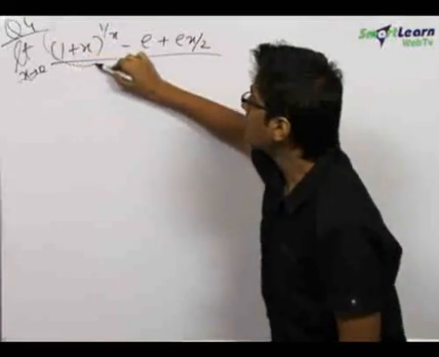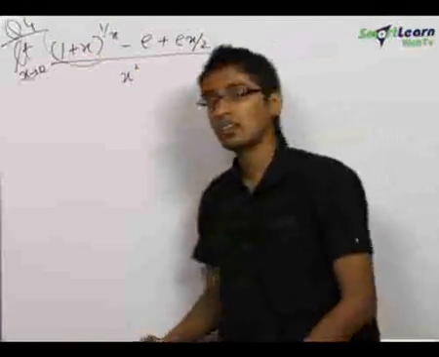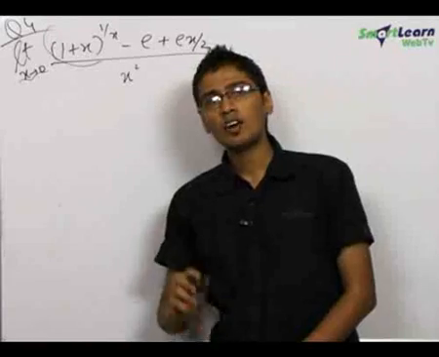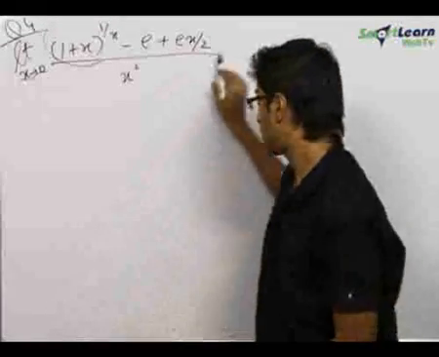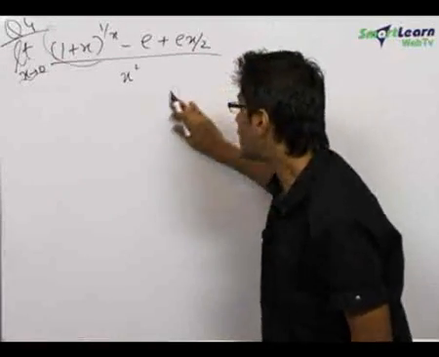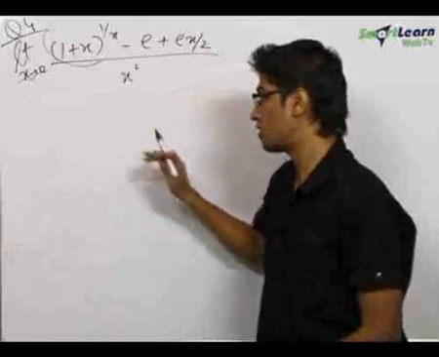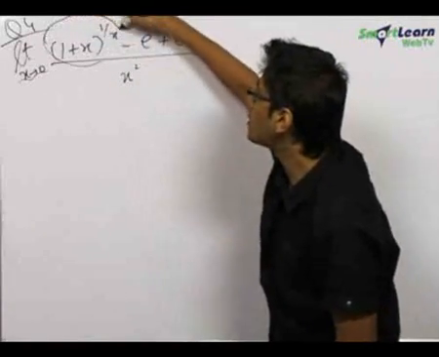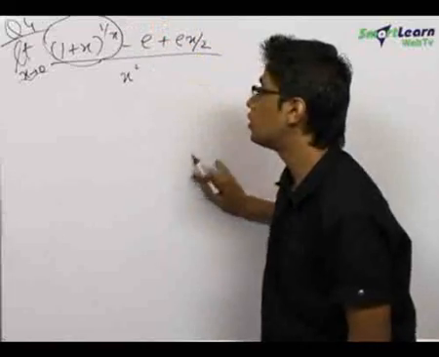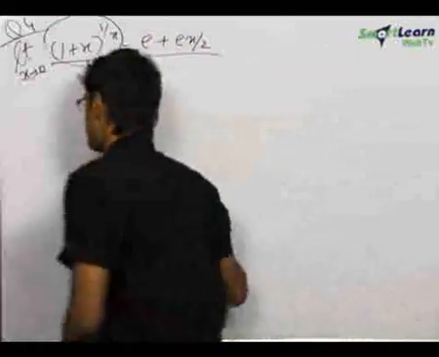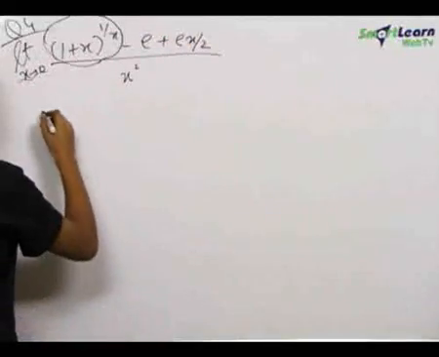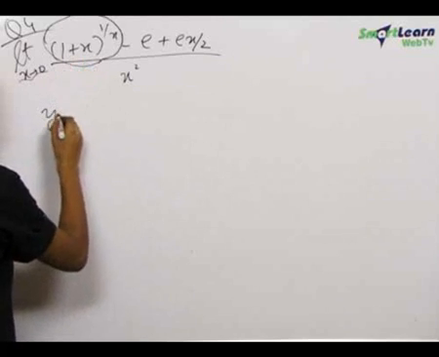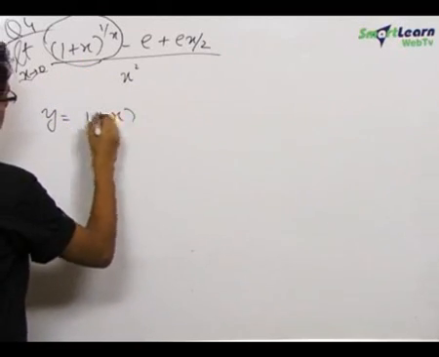Now we see that this is neither a 0 by 0 format, nor an infinity upon infinity format, nor a 1 power infinity format. So we cannot use simple approaches in this type of problem. Instead, we try to convert this confusing term into a bit simpler term. What we can do is write y equals (1 plus x) power 1 by x.